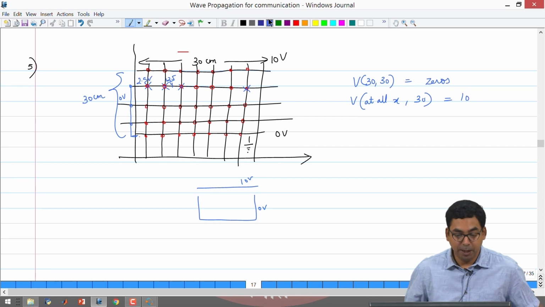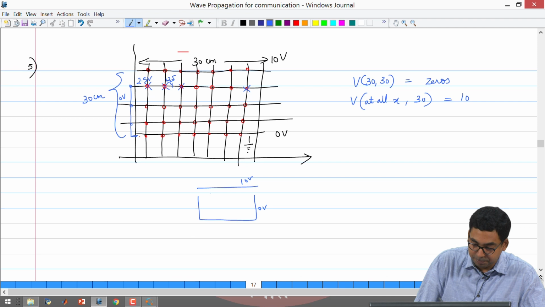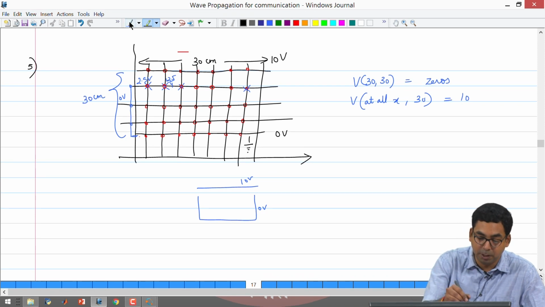Okay, we'll begin where we left off. The last time we had this structure where we had a 10 volts plate on the top and a 0 volts plate at the bottom, and we wanted to use the difference method to solve for the voltage.